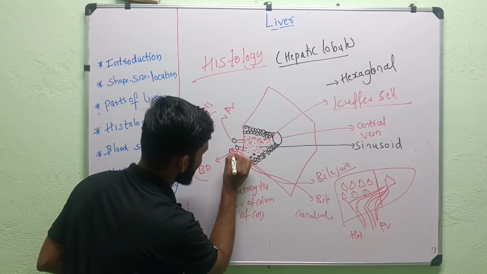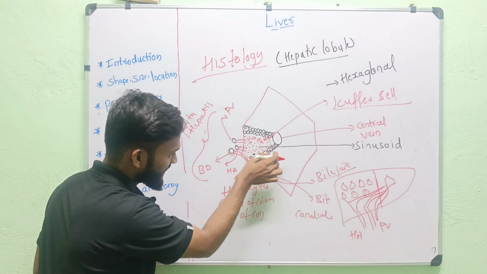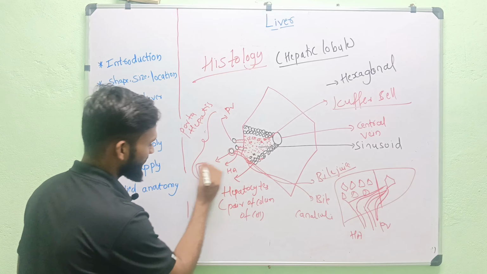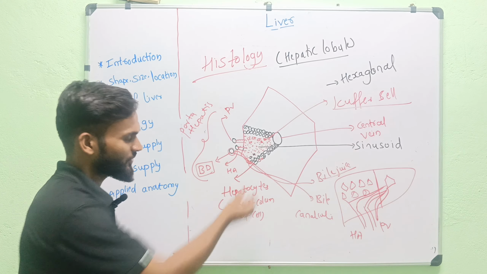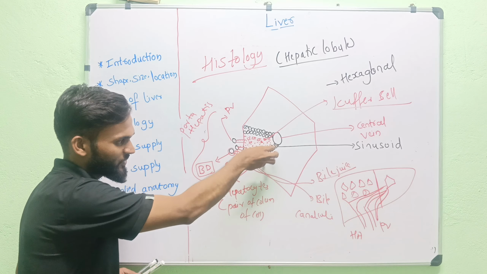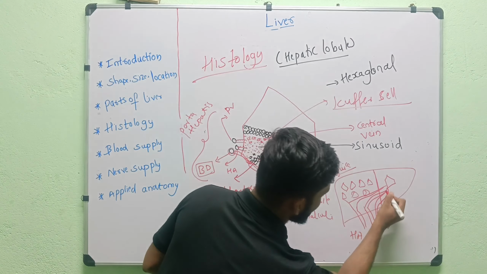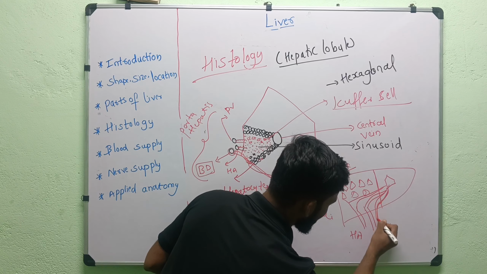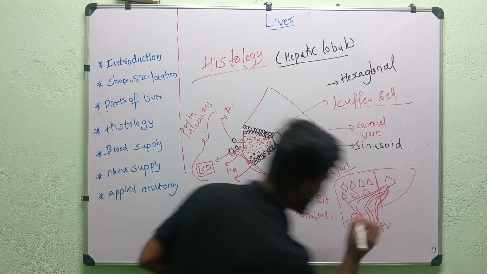The duct which is going to carry the bile juice produced by hepatocytes is known as the bile duct. This duct carries the bile which is produced by the hepatocytes, and they are going to store it in your gallbladder, where it is concentrated and stored.